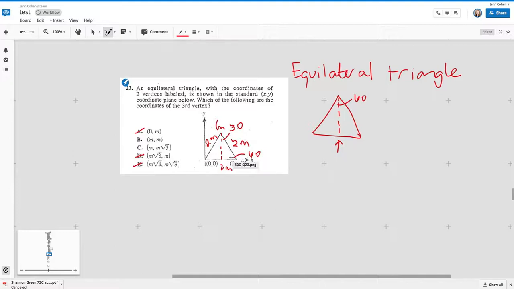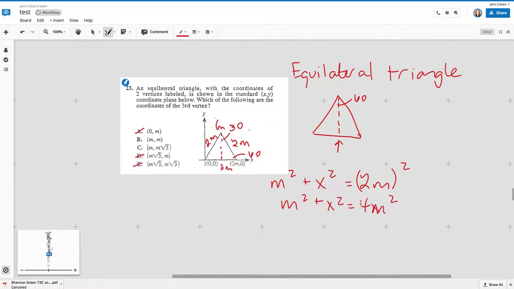You have the length of the short side down here is m. Remember, that was half of the base. So that'll be m squared plus x squared. We'll just say x is the height of the vertical. And that's going to be equal to 2m squared. So m squared plus x squared equals 4m squared.